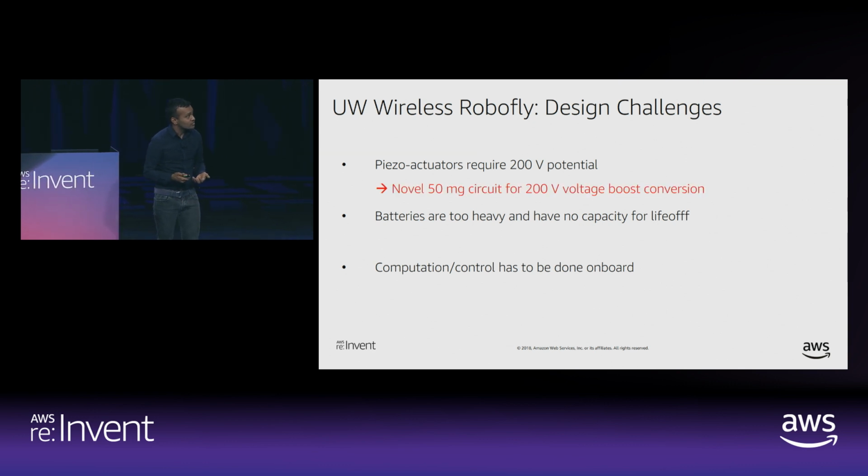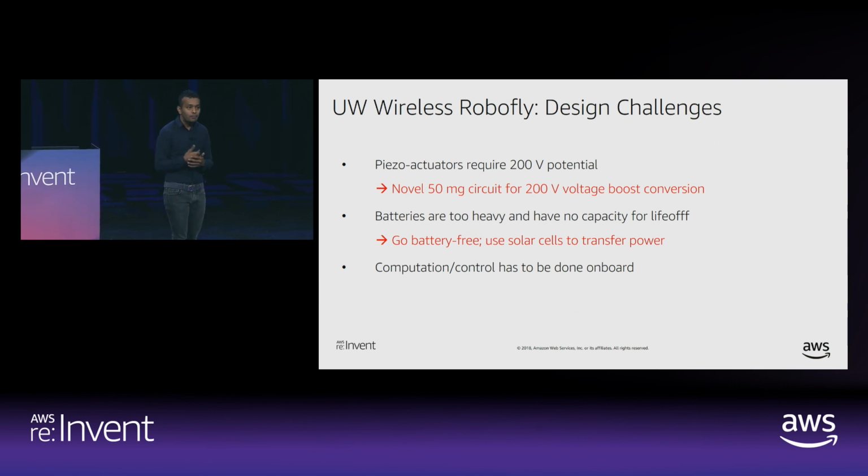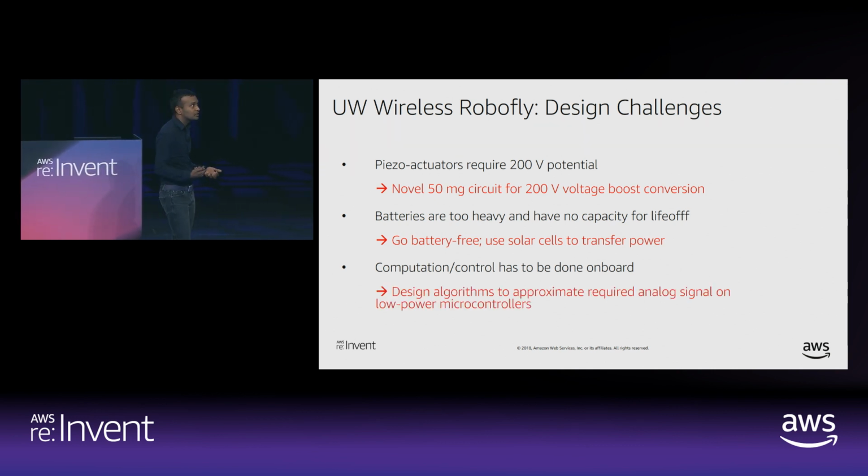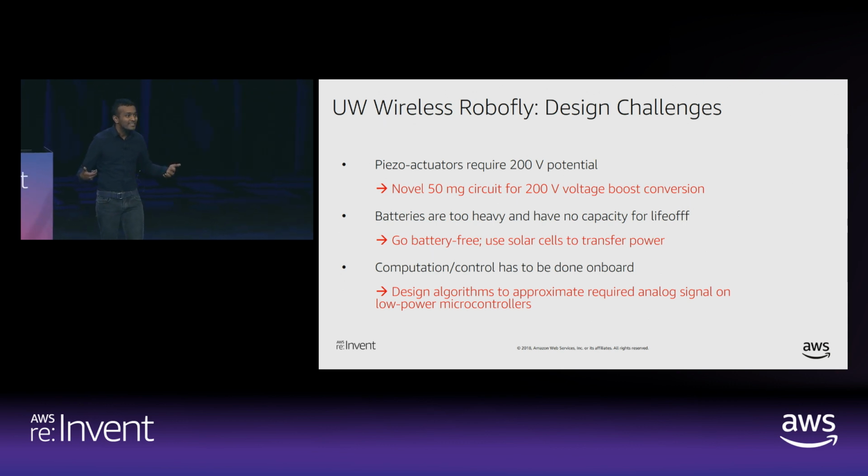So we address all these different challenges. In particular, we designed the first very tiny, very lightweight circuit which can provide a boost conversion, which gives you these really high voltages. And to address the battery issue, we said, you know what, let's not have any batteries at all. Let's go completely battery-free, and we're going to use a solar cell to wirelessly deliver power to the drone itself. Because we don't have a battery, you can use that weight to carry other useful sensors. And finally, we designed different approximation algorithms to show how we can generate the analog signal required to move the wings on a very low-power microcontroller.